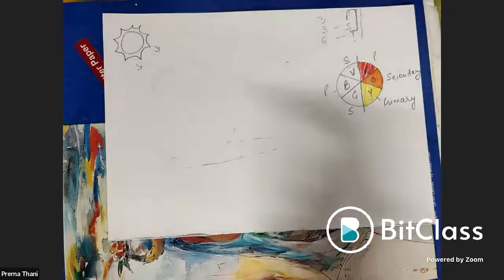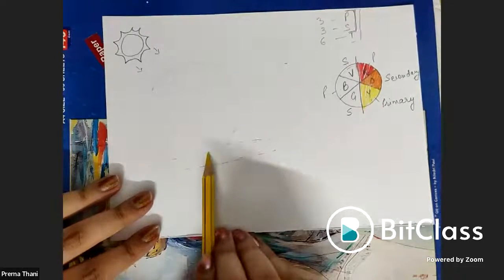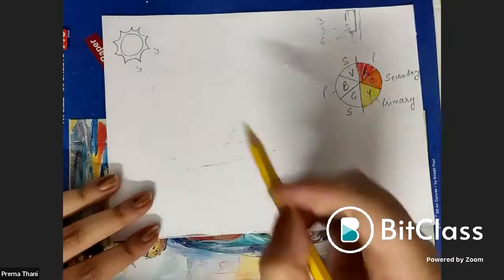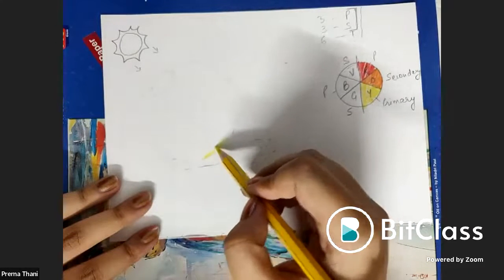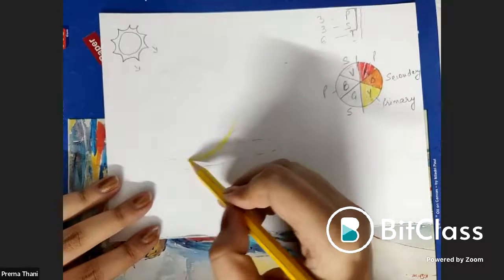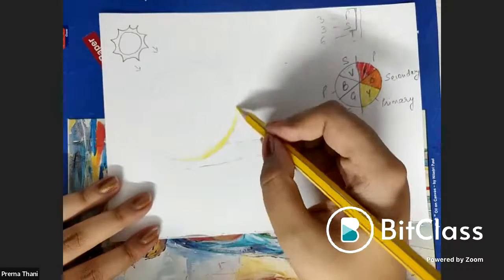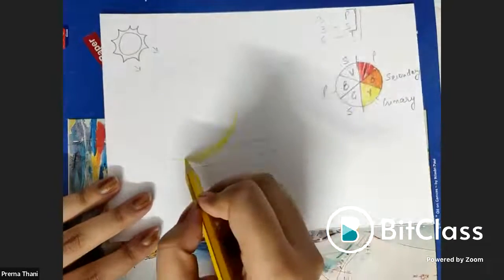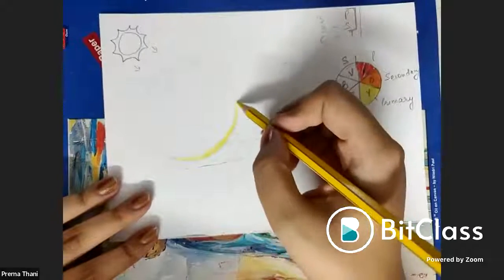Now, this is the lightest part, which means this should be the darkest part, right? So we are going to start with the darkest part. I do not have yellow. Oh, you can start with orange then. Just apply orange first.